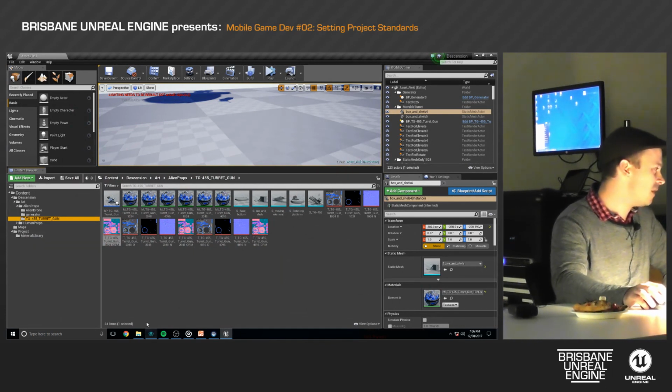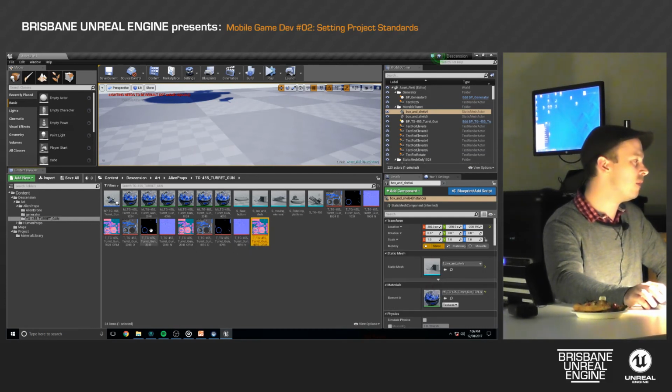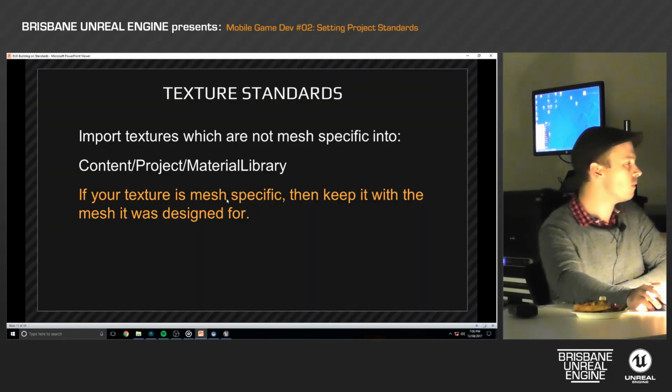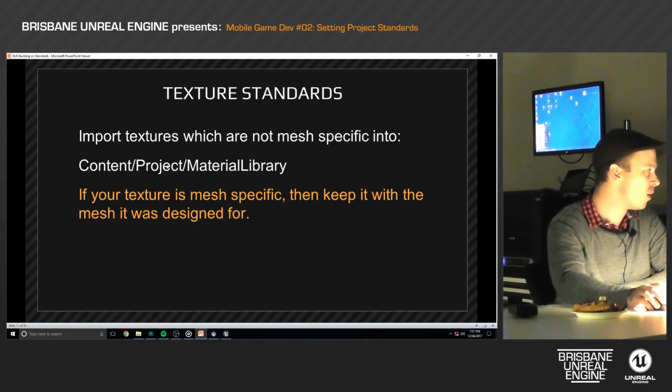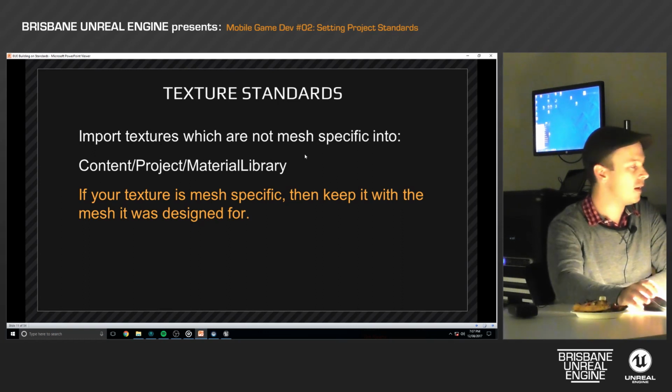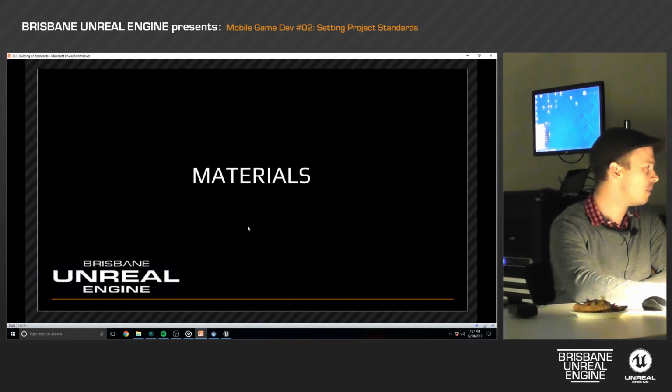But the point of this is, when you build an asset, you want to bring all of your textures and materials and meshes and everything all in the one place. But if you're creating a material which could be used elsewhere, then you can put it in Content Project Material Library. So later on, we're going to talk about our housekeeping rules for where we put files, and that is part of that system at play.